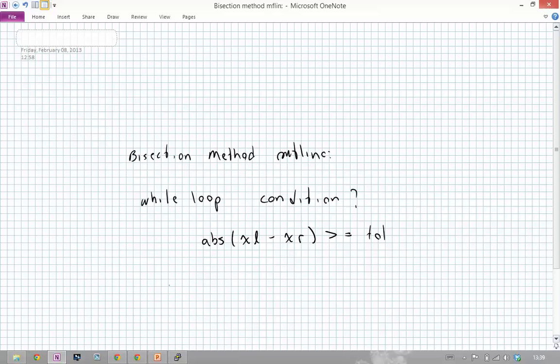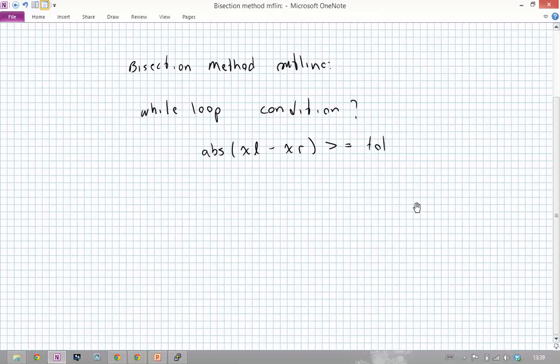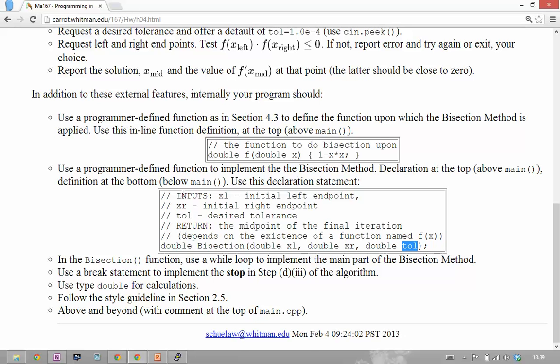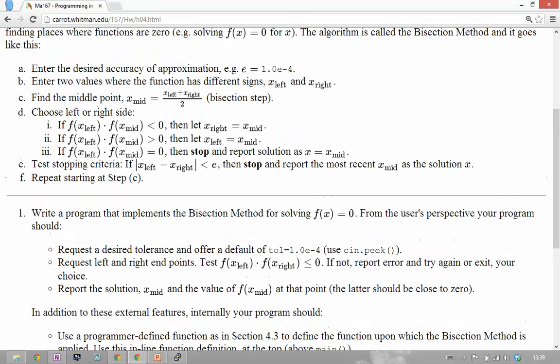What happens inside this while loop? Well, let's stare at the outline. What do each of these if statements depend on? They depend on the existence of x mid. So what's the first thing I have to do in the while loop? I have to compute x mid.